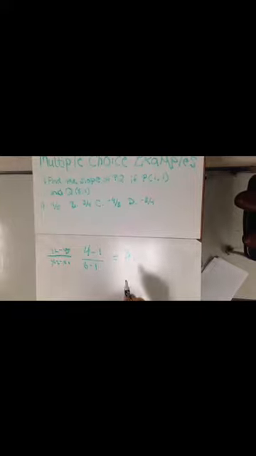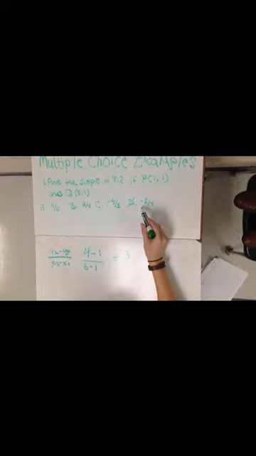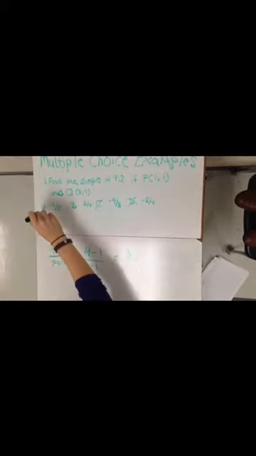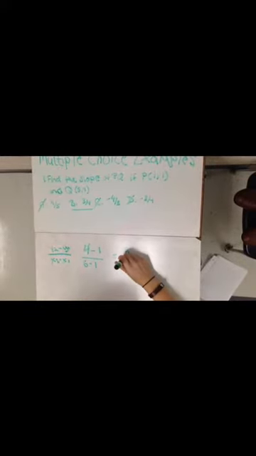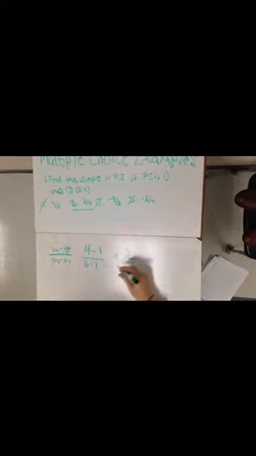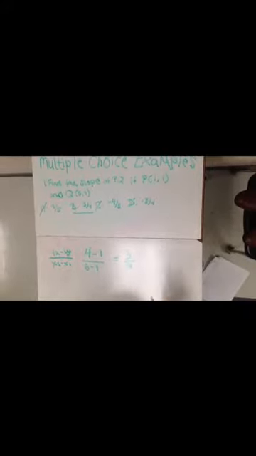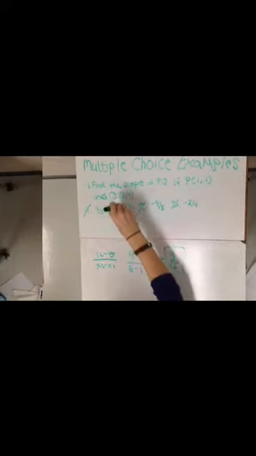If we look at our answer choices, we can pretty much cross out D because it starts with a negative 3, C starting with a negative 4, and A starting with a 4. Now all we have left is B, but just to make sure, we'll work out the bottom. 5 minus 1 is 4. So the slope of P(1, 1) and Q(5, 4) is 3 over 4, which is B.